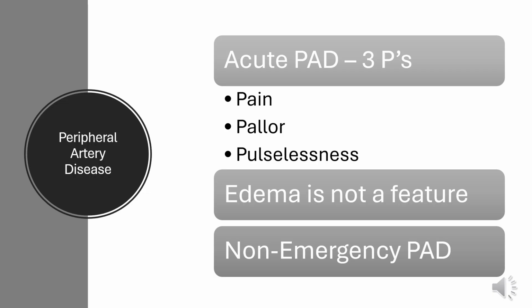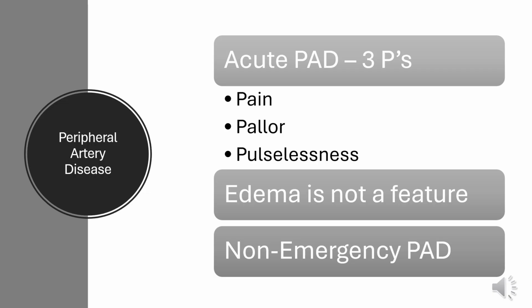Think of the 3 Ps. I don't know if you've heard this before. I don't see it in your book, but this is how I learned it. If you have an arterial occlusion that's an acute problem with risk of loss of limb, you're going to have pain, pallor, and pulselessness. So it's going to hurt, the limb is going to lose color, and you're not going to feel a pulse. And it's not usually accompanied by edema. With the vein problems, you're usually going to have edema because of the backflow and the pump problem.